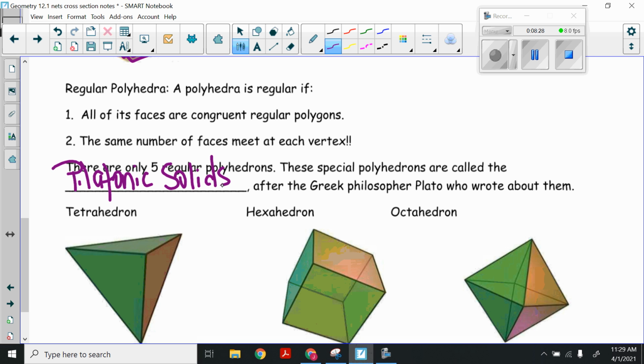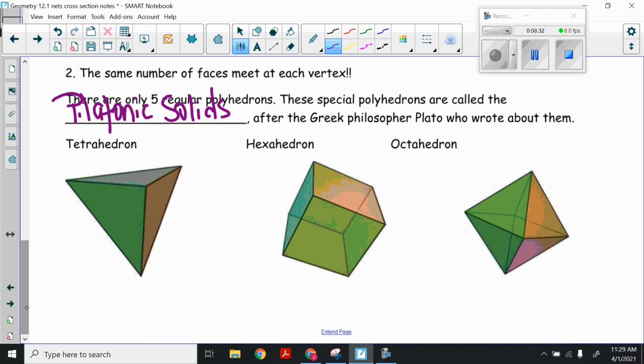They are named after the Greek philosopher Plato, who wrote about them. So the first one, a tetrahedron, has 4 faces. 1, 2, 3, and then the one behind this one. Sorry, 4 faces: 1, 2, 3, and then the one behind this.